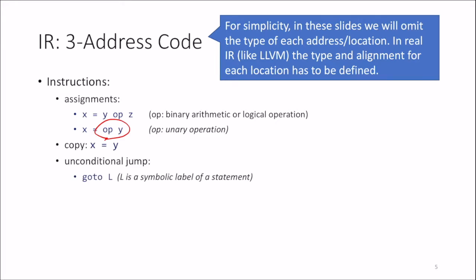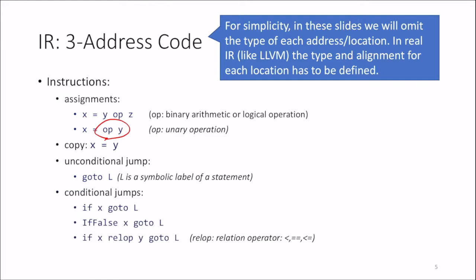You can also have jumps, so branches, an unconditional one, which is just a goto. It doesn't check any variable, it just does a goto. You can also do conditional jumps. For example, you can do if x goto L. It checks the value of a Boolean x, and if it's true, it executes a goto to a label L.